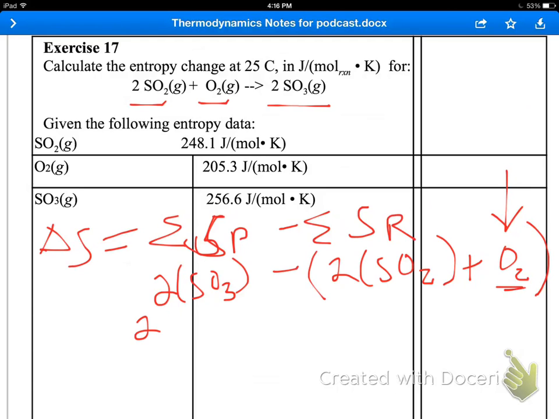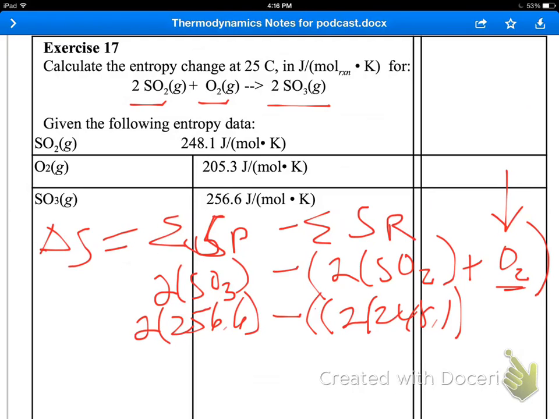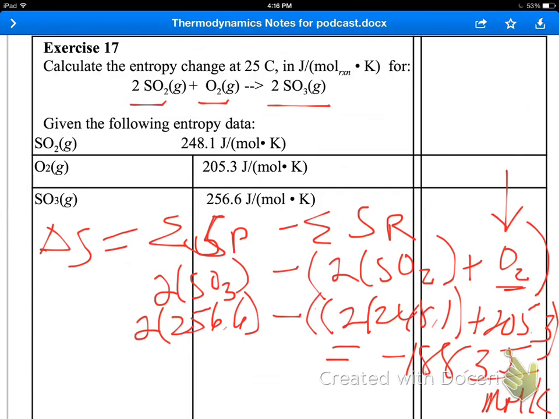So I'm going to have 2 times 256.6 minus 2 times 248.1 plus 205.3, and when I plug and chug, I get minus 188.3 joules per mole K. Okay.